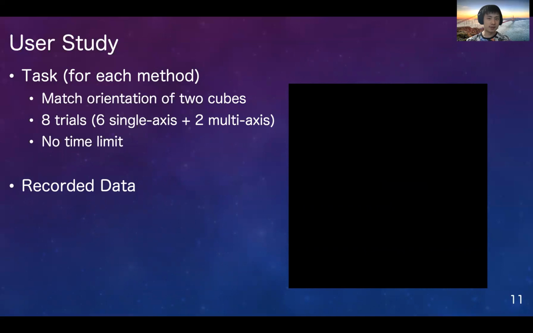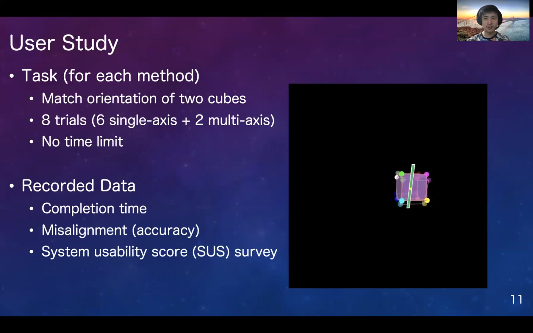There was no time limit set for each trial, and we asked the participants to match the 2 cubes as accurately as possible. And when they thought the matching was good enough, they could confirm the trial by pressing the controller button. We recorded the completion time and the misalignment data for the quantitative evaluation, and there was also a system usability score survey conducted for the qualitative evaluation.